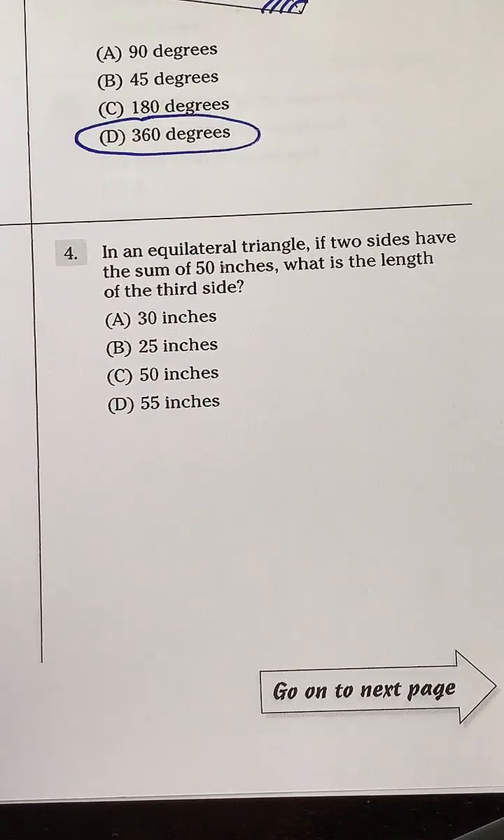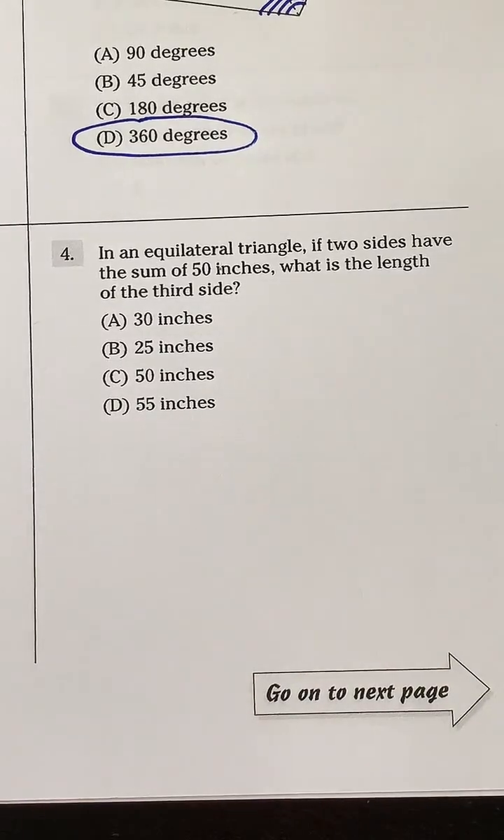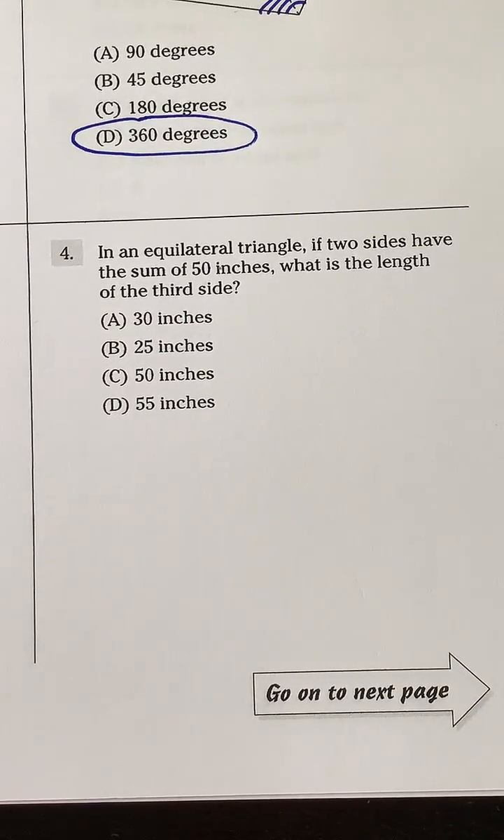Number 4. An equilateral triangle, if 2 sides have the sum of 50 inches, what is the length of the third side? Is it A, 30 inches, B, 25 inches, C, 50 inches, or D, 55 inches?